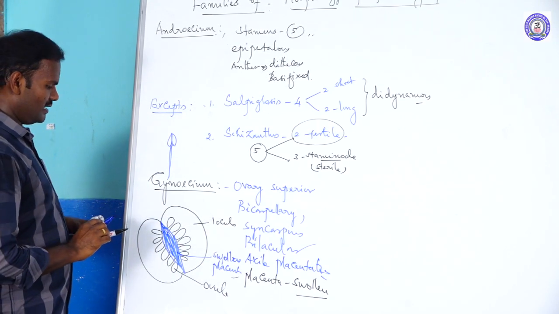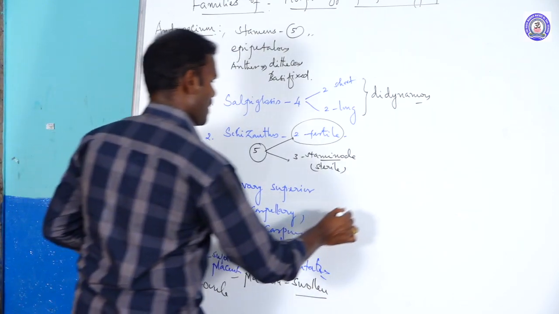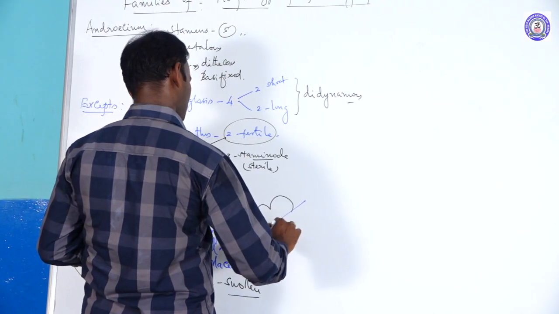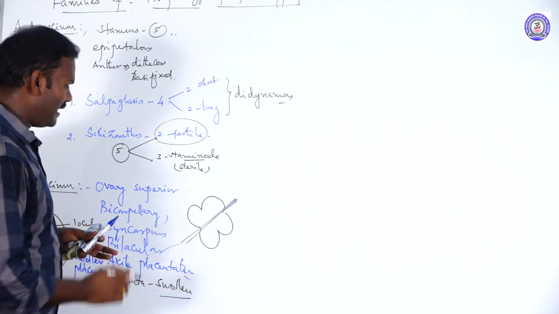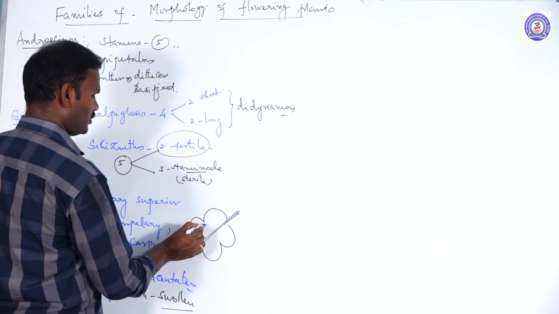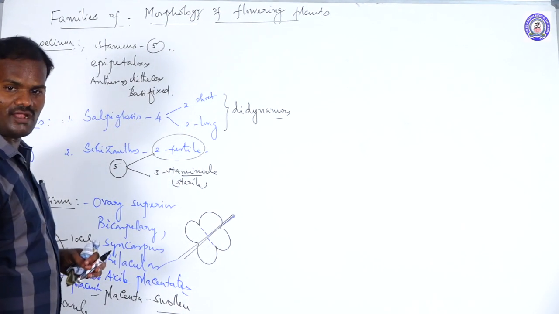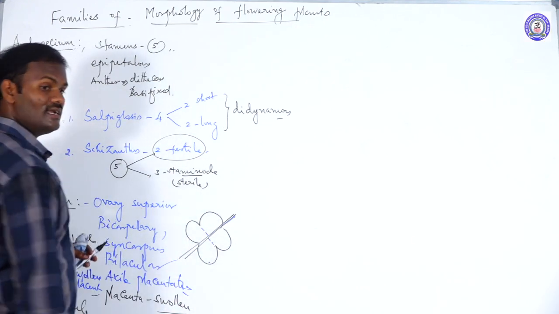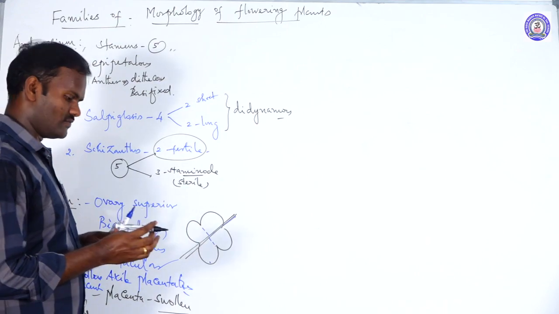In Datura metel, the bicarpellary bilocular ovary becomes tetralocular due to the formation of a false septum. Pseudoseptum or false septum, they become tetralocular. For example, Datura metel. So these are the characteristics of the gynoecium.